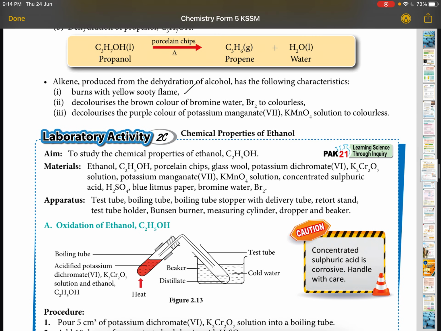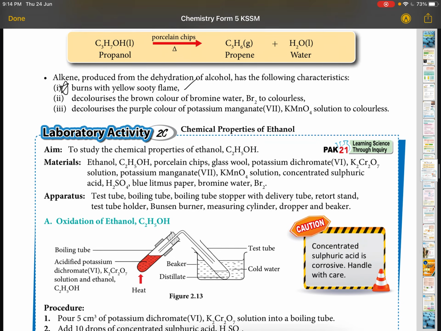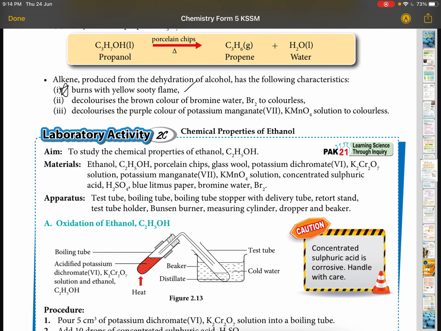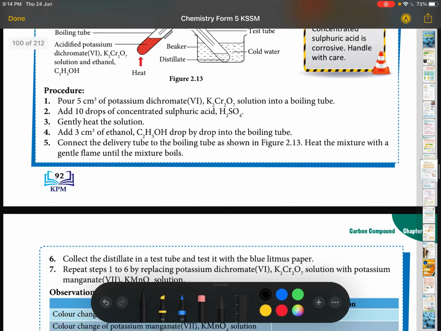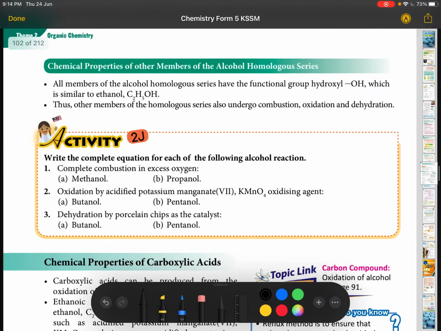Okay, alkene has the following characteristics. It burns with a little sooty flame. This one I'll talk about in the next video, because there's a question regarding sootiness. It decolorizes the brown bromine water to colorless. That one is halogenation. And it decolorizes the purple color of KMnO4 to colorless. This one is oxidation.